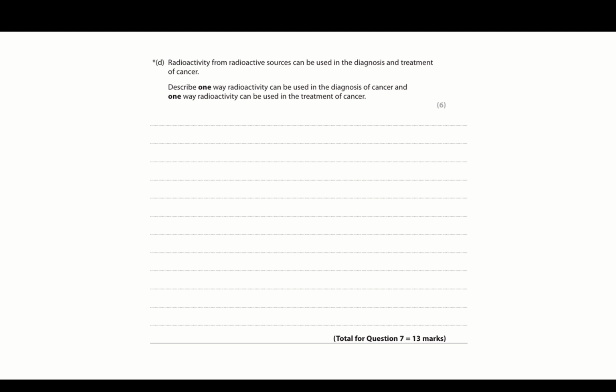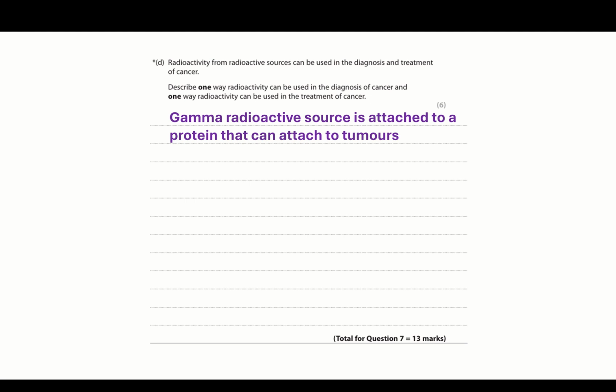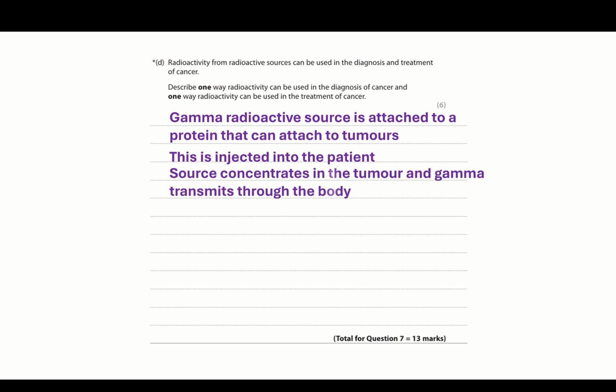I'm just going to go, because it's for your revision to go through, I'm just going to go through a range of answers here. So a gamma radioactive source is attached to a protein that can attach to tumours. This is injected into the patient. The source concentrates in the tumour and gamma transmits through the body. We can detect it and turn it into a 3D picture. Okay, so that's that.